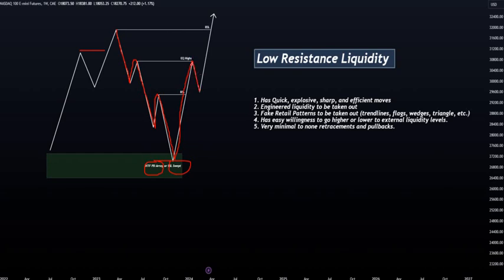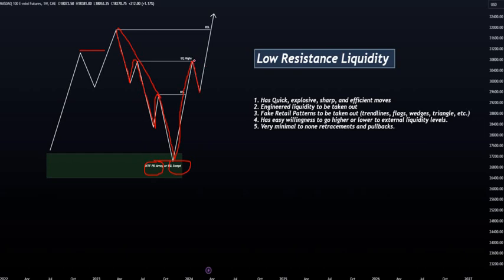Remember what we talked about? Engineered liquidity. We created equal highs. We also created trending down liquidity to be taken out. So we got equal highs here. Price creates equal highs here. The algorithm creates equal highs. Why? Because retail traders are going to think that we are short here.